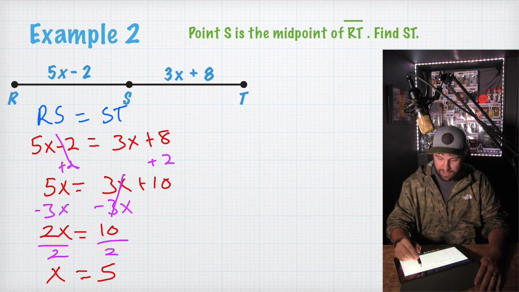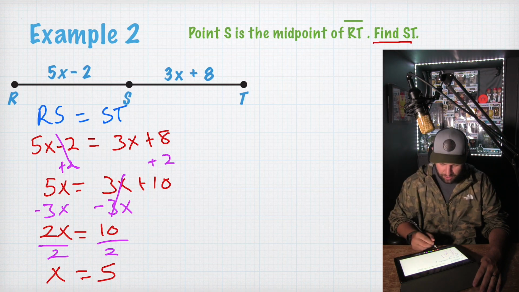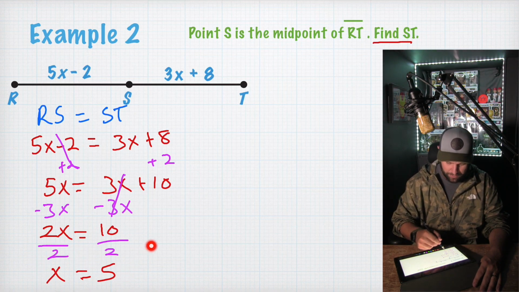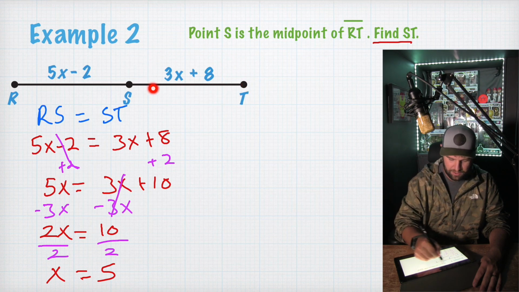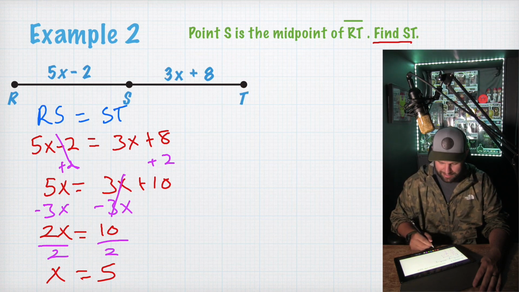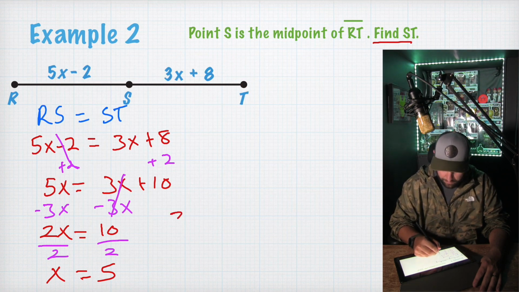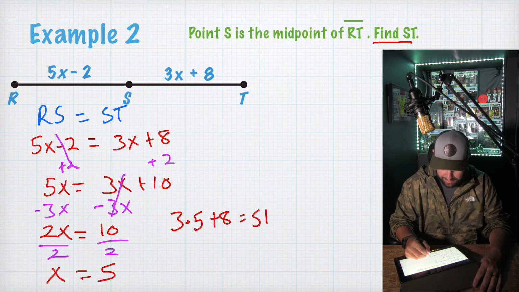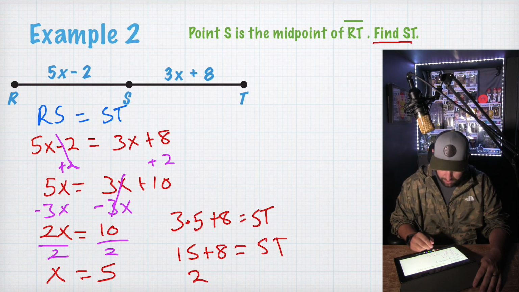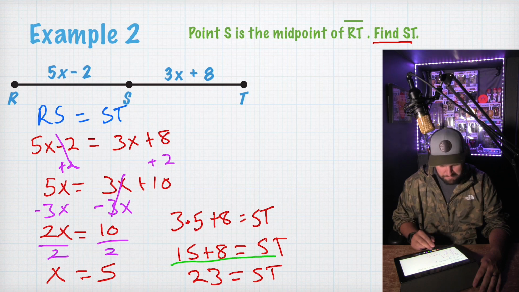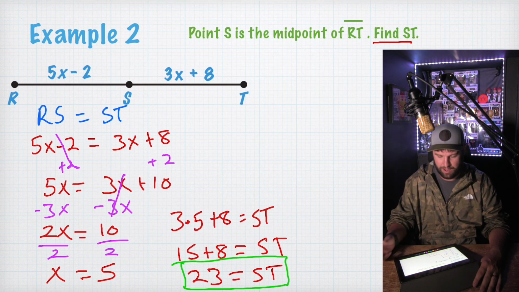Not too hard, but that's not the question. The question is, find ST. So what we have to do is take our x value and plug it back into our formula for ST. So 3 times 5 plus 8 equals ST. Okay? So 15 plus 8 equals ST. 23 equals ST. Not hard math.